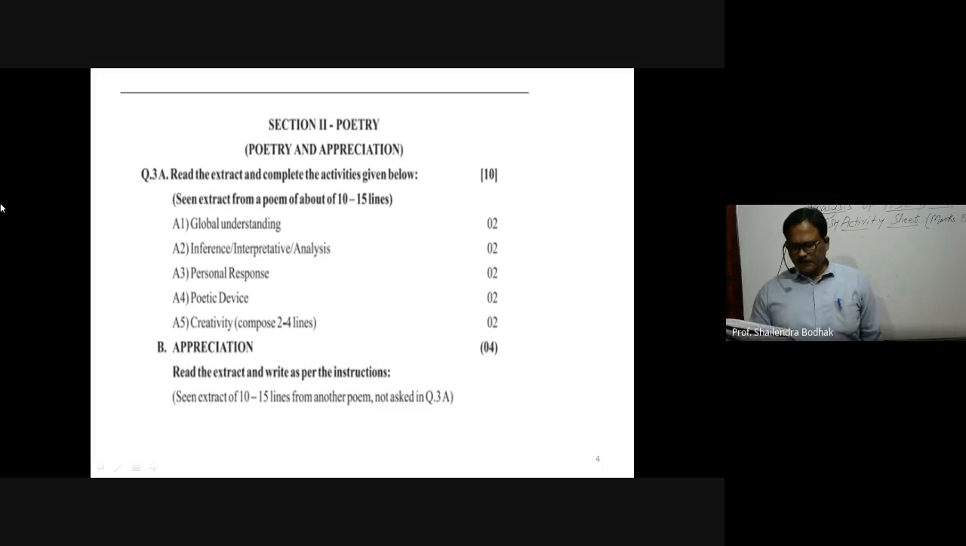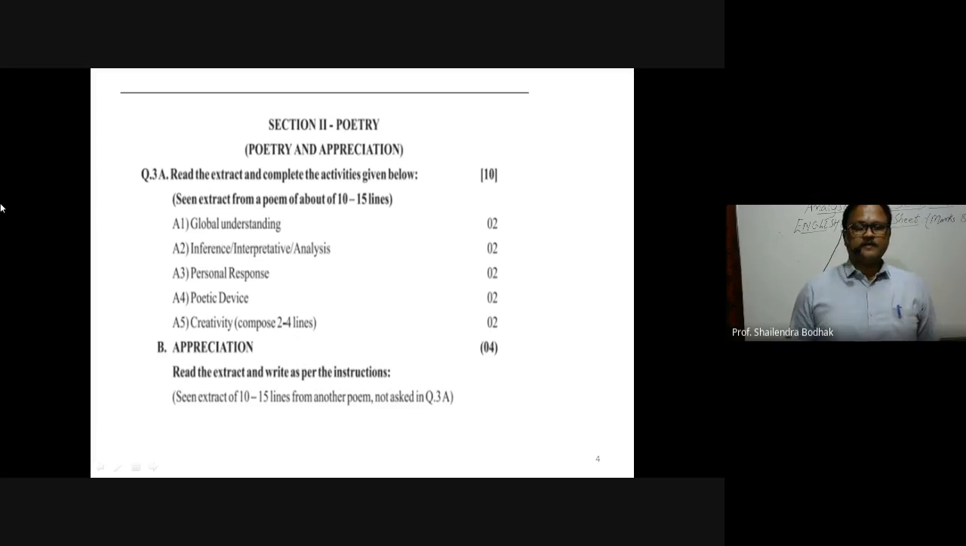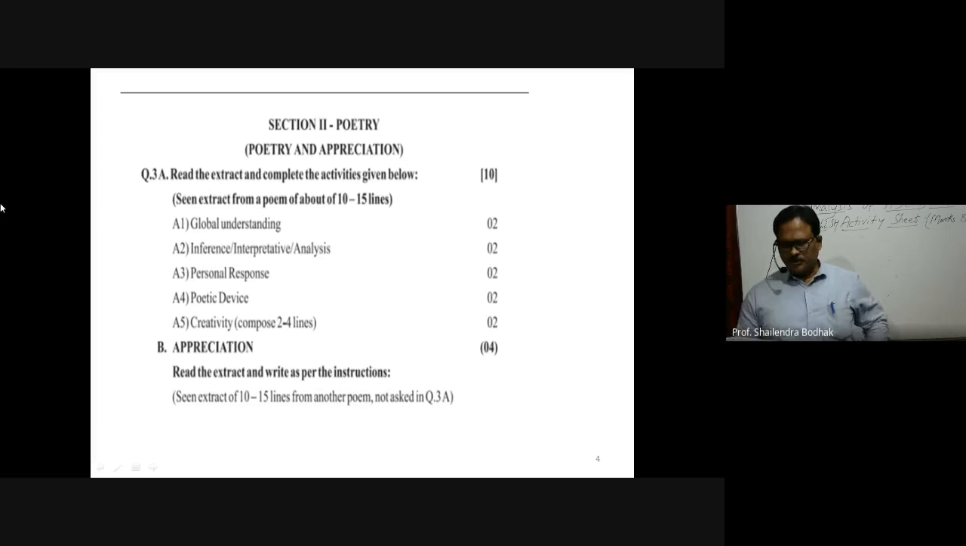point. Third point, personal response and your opinion. They will ask you for your personal response about the poem. It carries 1 mark. So 4 marks are there for appreciation. First 2 marks are there for theme, central idea. Then next 1 mark is for language or features of that poem, and last 1 mark is for your opinion or personal response. So that way you have to appreciate the poem.